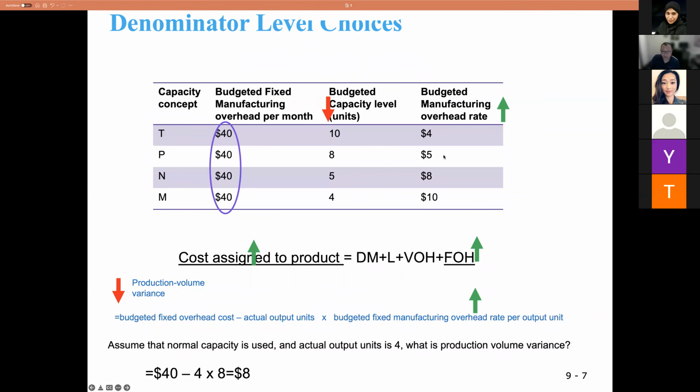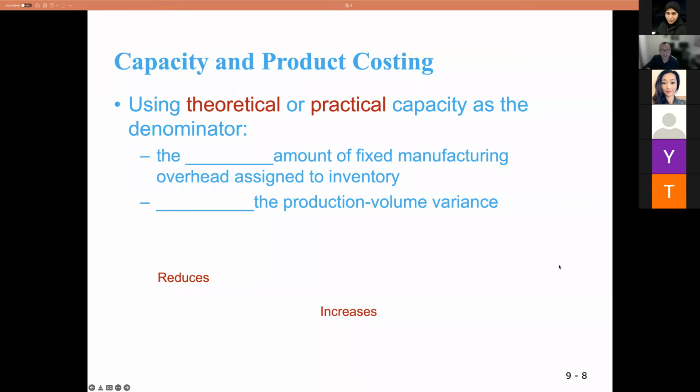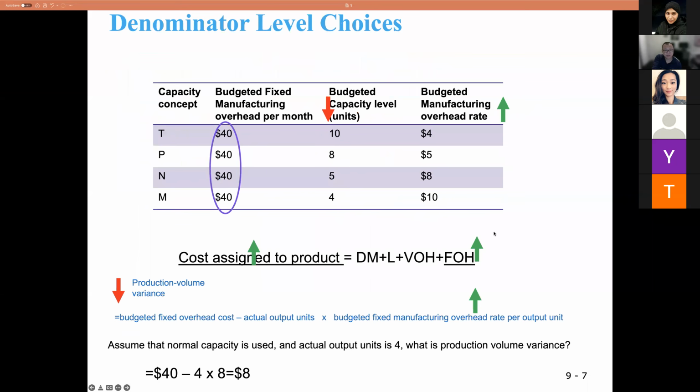When the rates are lower, when you allocate the overhead to the inventory, to the product, that rate is lower. Therefore, the cost allocated to the inventory will be low, right? And that's going to increase the production volume variance. Why? I'm going to show you.